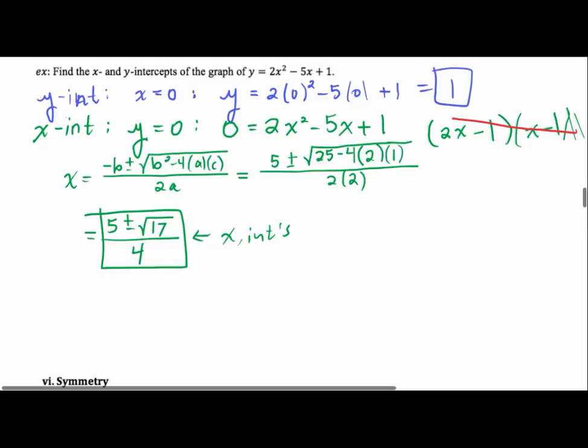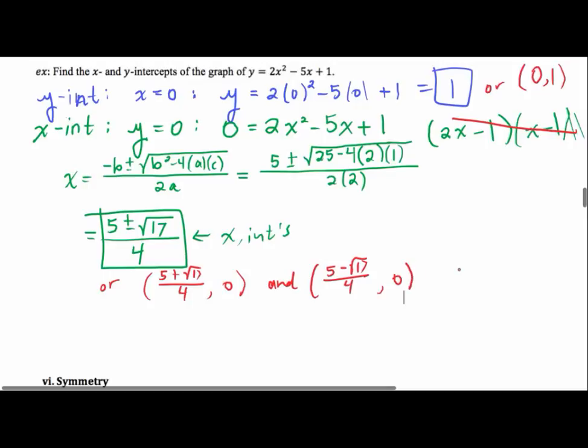Your y-intercept, let's just write it. What are the coordinates of the y-intercept? 0, 1, right, x is 0. Or over here, those are your x-coordinates, so you'd have 5 plus root 17 over 4, comma 0, and 5 minus root 17 over 4, comma 0. I'm not real picky whether you write it as a coordinate point or you just put x-intercepts are these. I know that you understand either way.